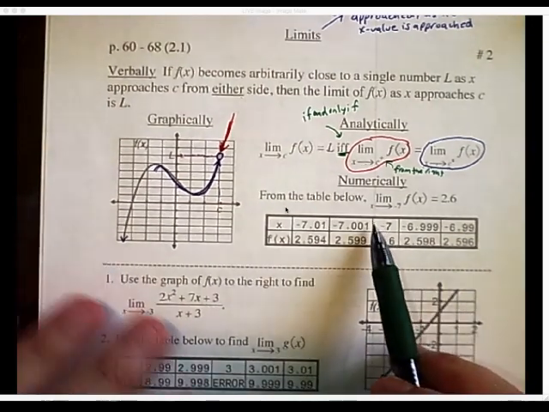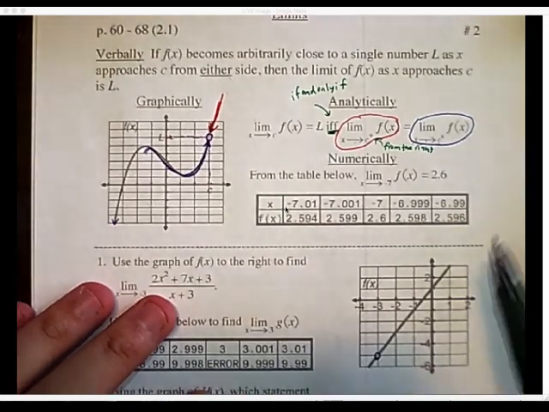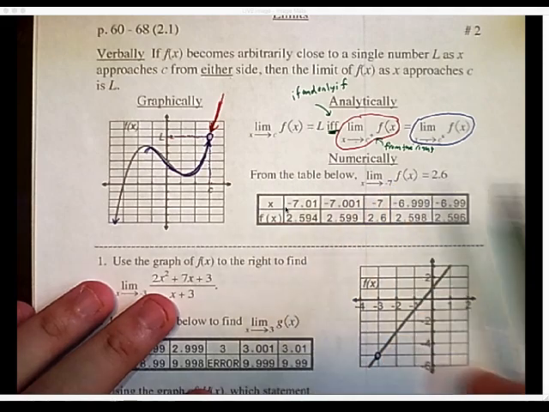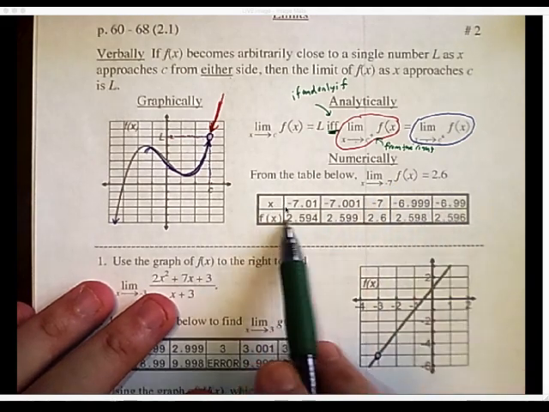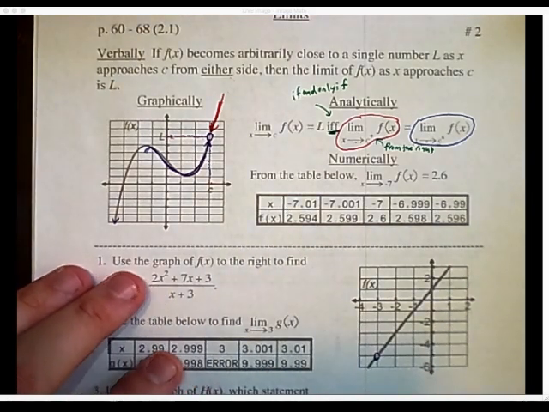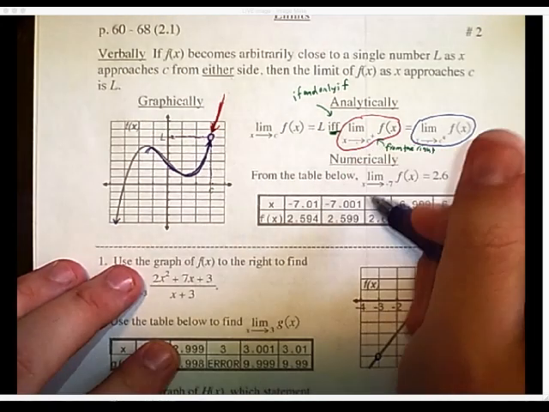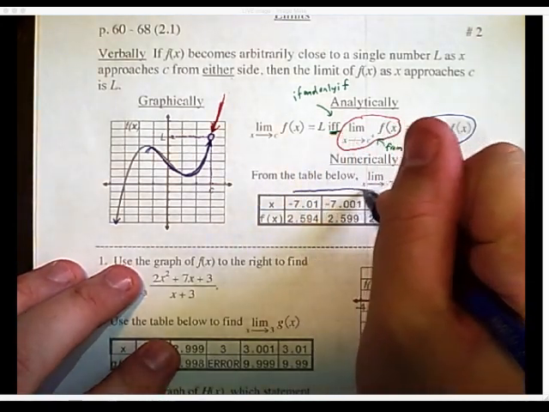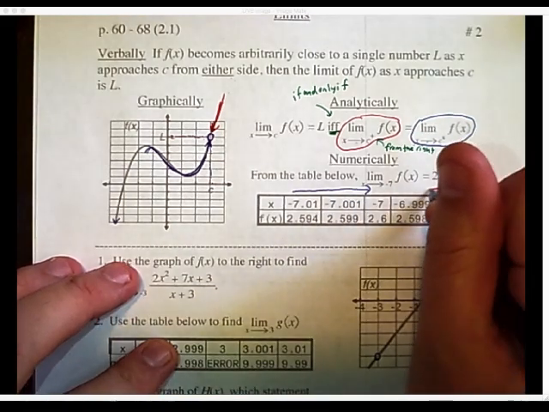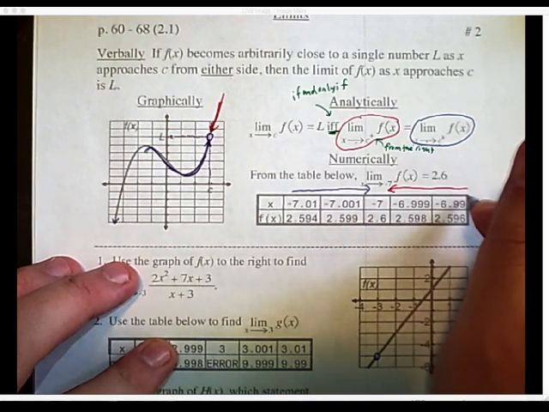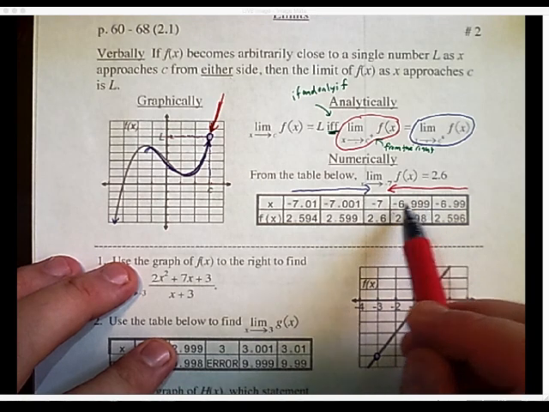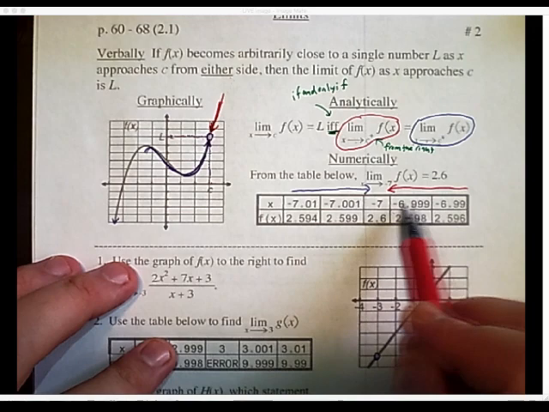And lastly, we can do it with a table, or numerically. So it says from the table below, what's the limit as x approaches -7 of f of x? So here's my x values, and here's my y values. And remember, y means the same thing as f of x. So as I come in from the left, coming in from values smaller than -7, and as I come in from the right, from numbers that are bigger than -7, remember these are negative numbers, so -6.999 is bigger than -7, and -6.99 is bigger than both of these.